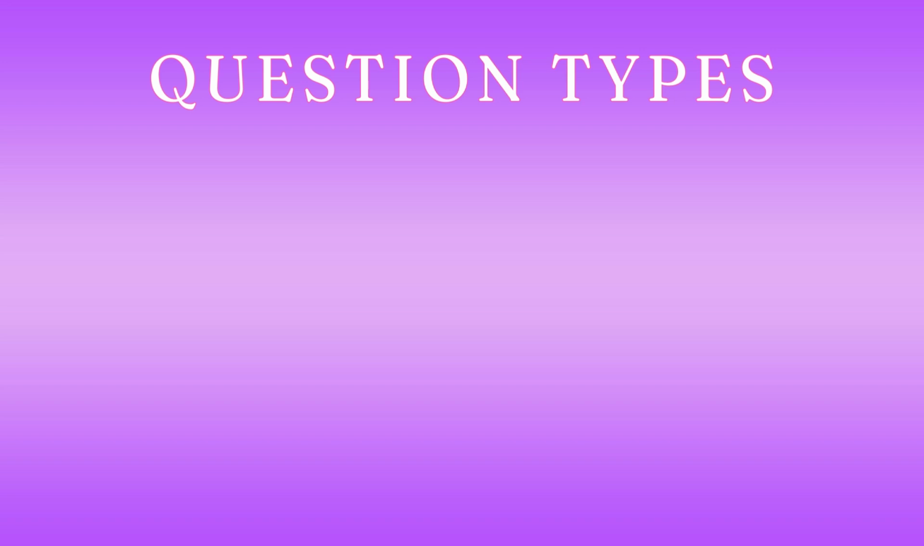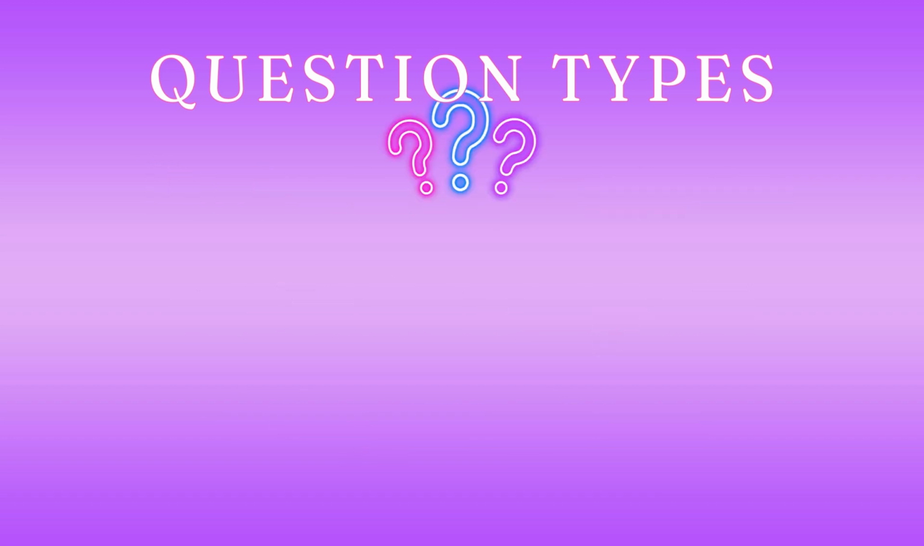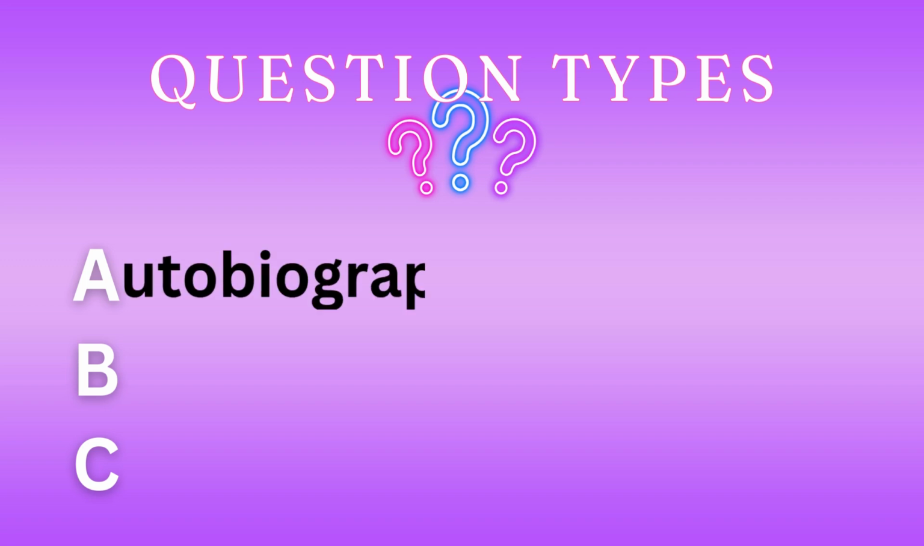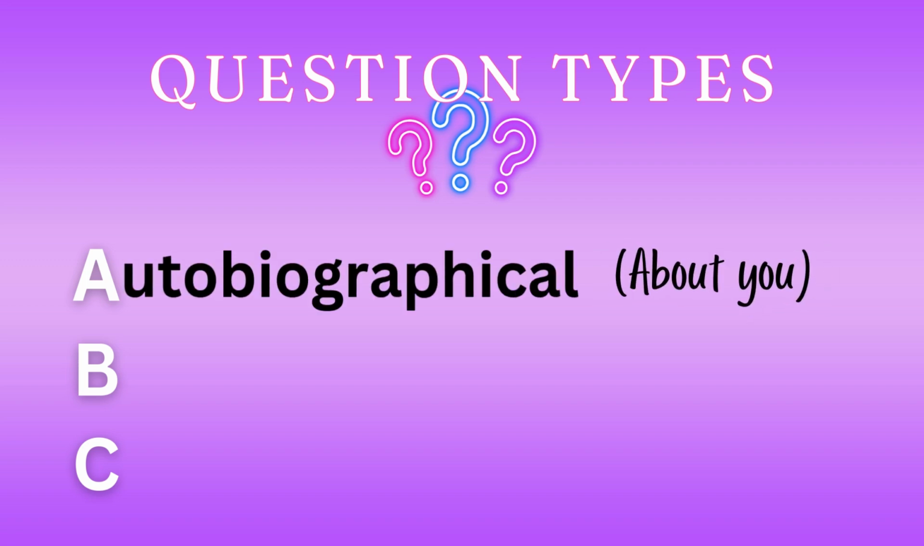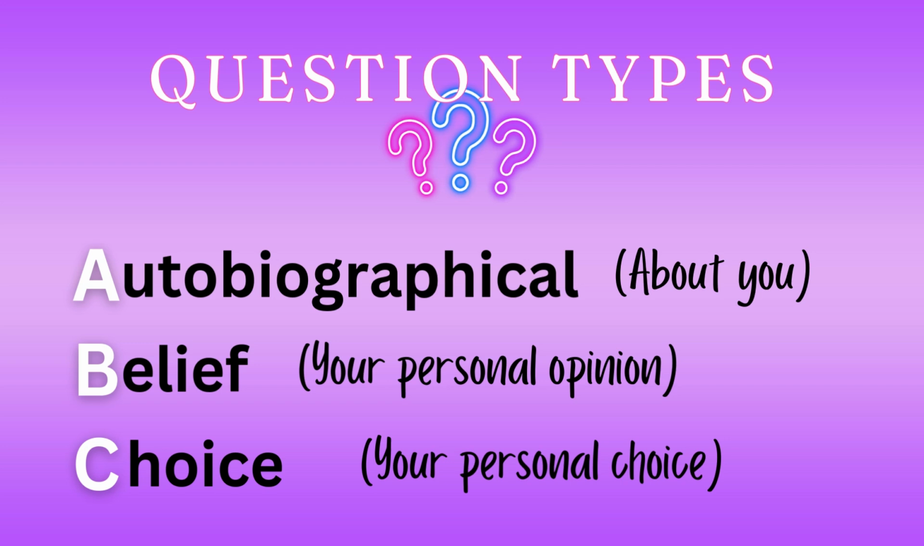But when it comes to question types, and we're talking about how these questions are delivered to the contestant, there are 3 types of questions or 3 ways that you will be asked about the topics. And it's as easy to remember as A, B, C. The 3 types of pageant questions are autobiographical, meaning about you, the contestant; belief, meaning personal opinion of the contestant; and choice, meaning you are presented with a choice question, and when answering, you have to choose between this or that and express your personal preference. So you have A, B, and C. And those are the 3 types of questions.